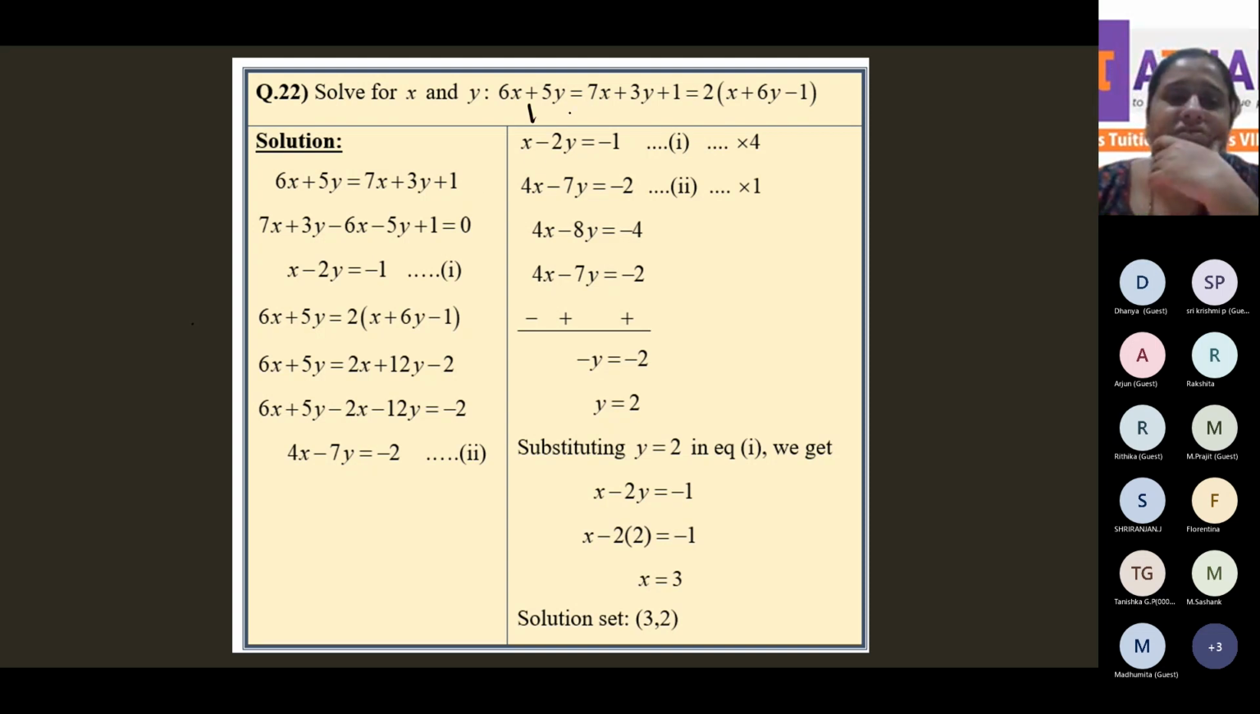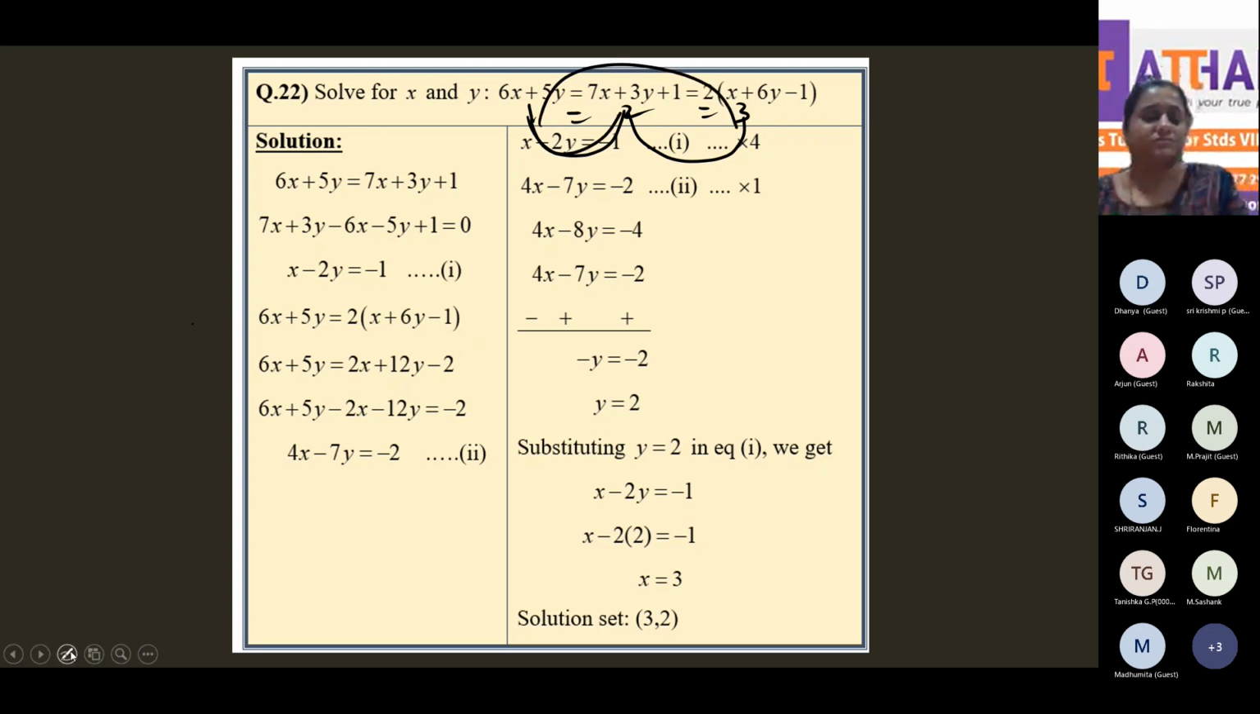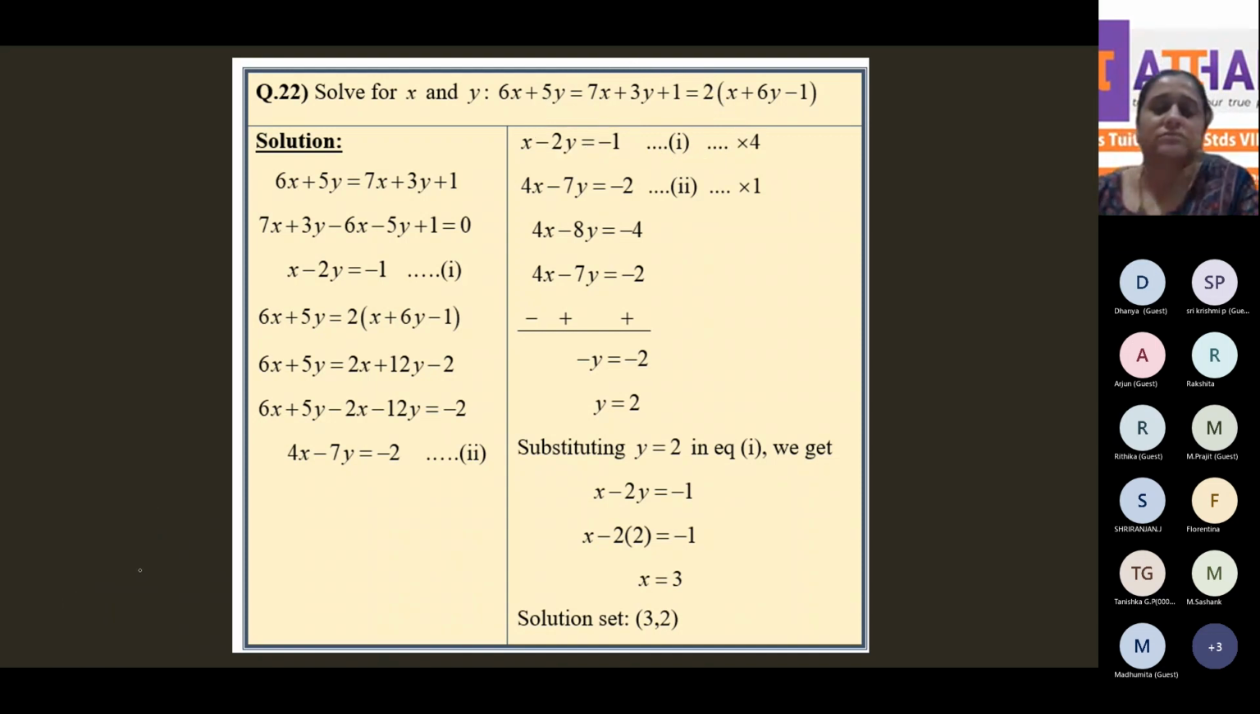We have 1 is equal to 2 is equal to 3. Equating 1 and 2, you will get a new equation. Equating 2 and 3, you will get a new equation. You can solve these two equations and find the values of x and y. Or you can equate 1 and 2 and 1 and 3. Okay.